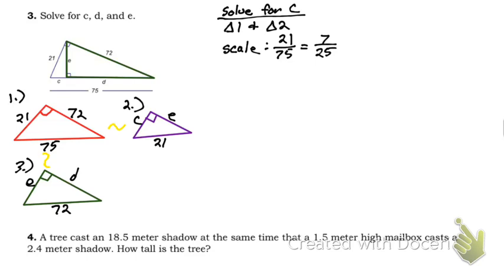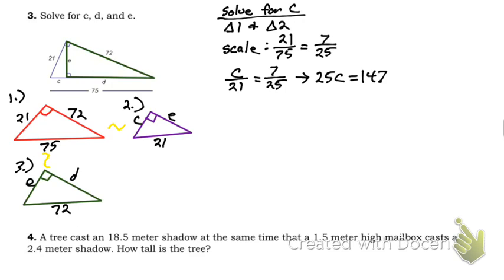So I'm looking for C. If I did 21 over 75, that means my purple one has to be the top, and my red triangle has to be on the bottom. So if I'm looking for C, I'm going to put C over 21 equals 7 over 25. Which, if I make sure all my numbers are right, yes. So if we work this down, we're going to end up with 25C equals 147.